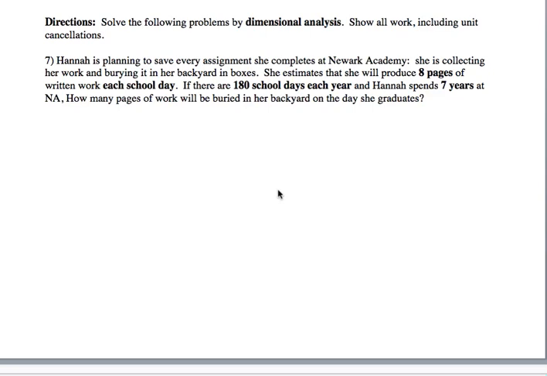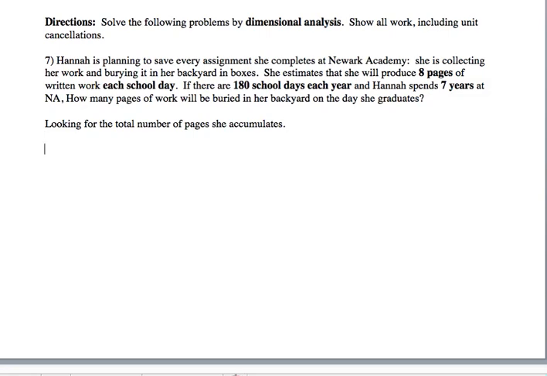So to break this down, the first thing I would do is ask myself, in the end, what are we looking for? And in the end, we are looking for the total number of pages she accumulates. So that lets us know that at the end, that's the unit that we're looking for. So what I would do next is look through the problem and see what ratios I can find. So I would see she will produce 8 pages of written work each school day.